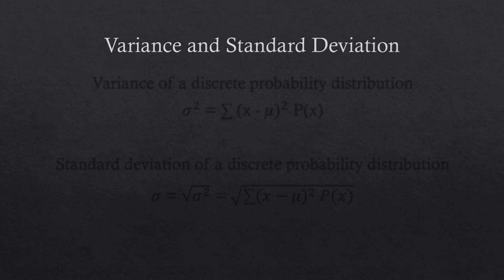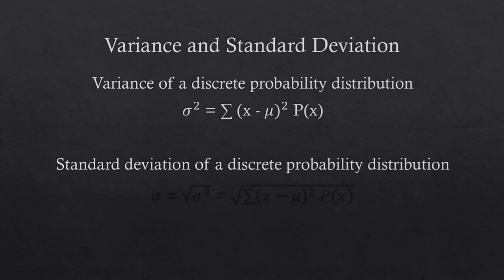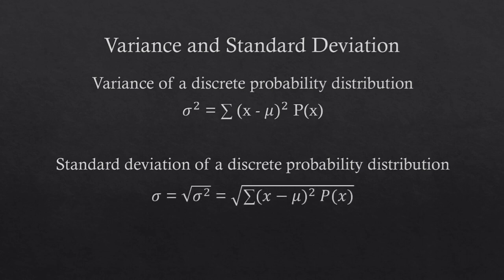Variance and standard deviation. Variance of a discrete probability distribution. The formula is variance is equal to the summation of x minus mean squared times p of x. Standard deviation of a discrete probability distribution. The standard deviation is equal to the square root of variance, which is equal to the square root of the summation of x minus mean squared times p of x.